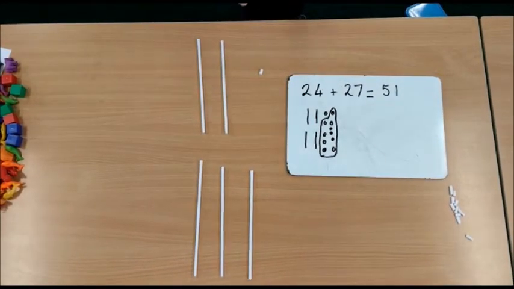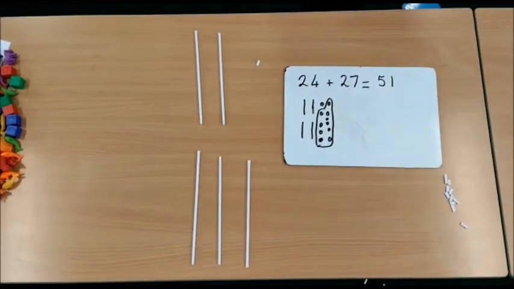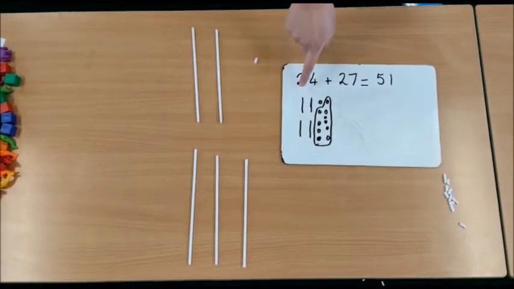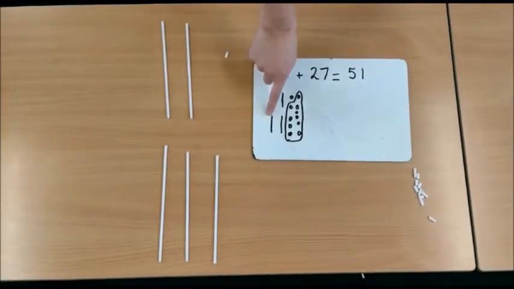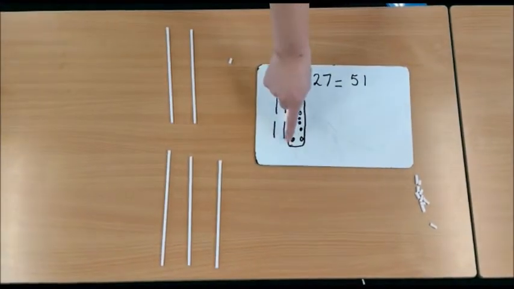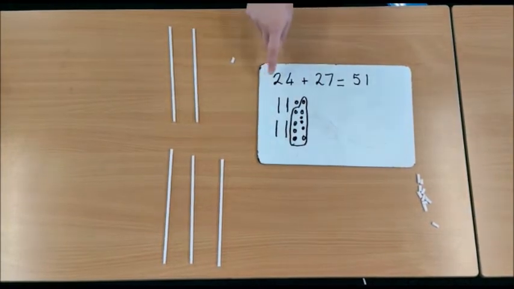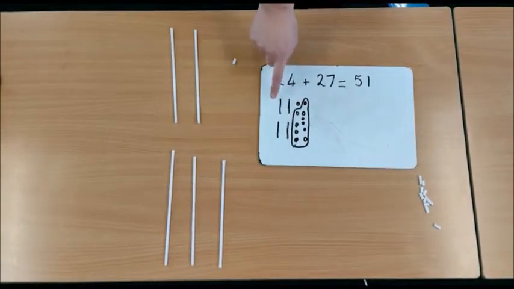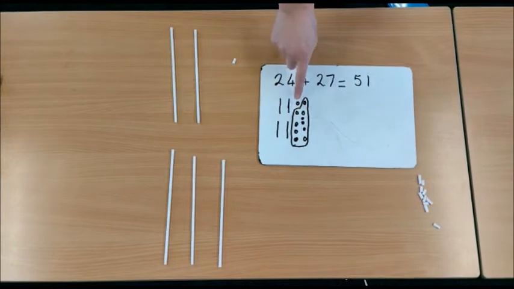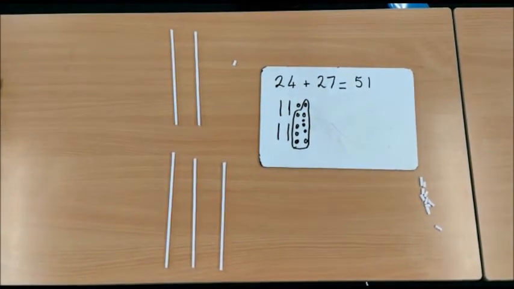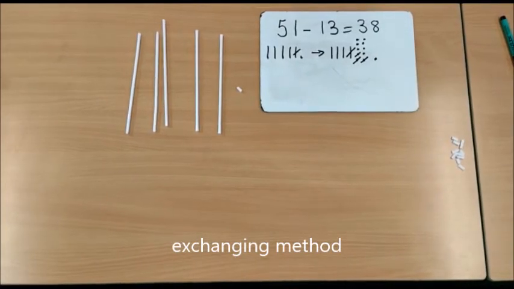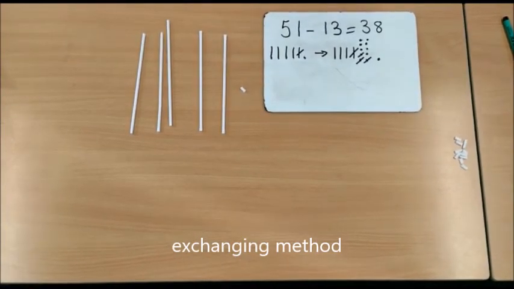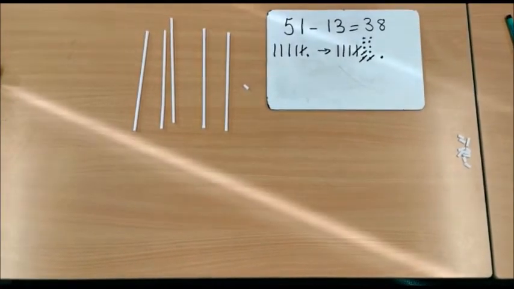Once children have got used to doing this practically, then we show them how to represent this using drawings. So we get them to draw it out clearly, 24, then 27. Then we encourage them to circle the 10, and this makes it very easy to count at the end: 10, 20, 30, 40, 51. When we add and we make another group of 10, we call it regrouping. When we're subtracting and we have to break a 10, we call it exchanging.